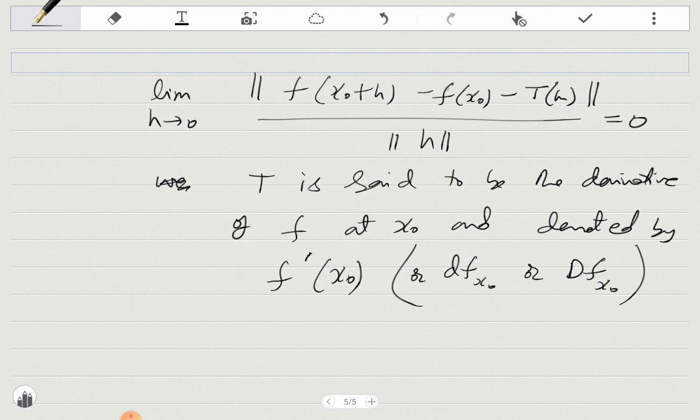So this part f of x naught plus T of h is supposed to be the linear approximation to f of x naught plus h. Now the second thing is that potentially it can happen that there are different T's which will satisfy this limit equation. So here I said T is said to be the derivative of f and so on. For this statement to make sense, I need to first check that if at all such a T exists, it should be unique. T may not exist at all. So let's check that.